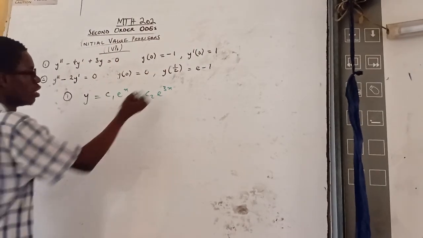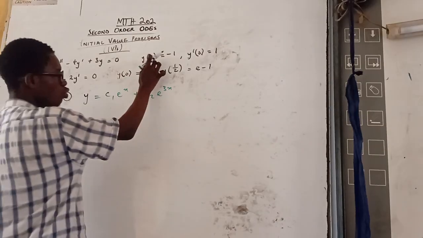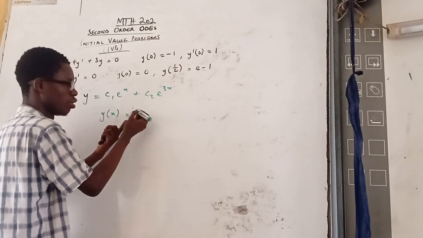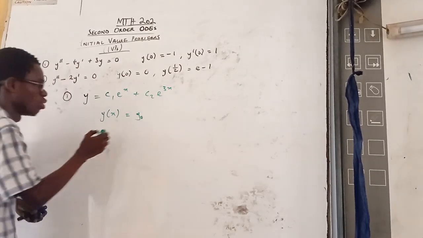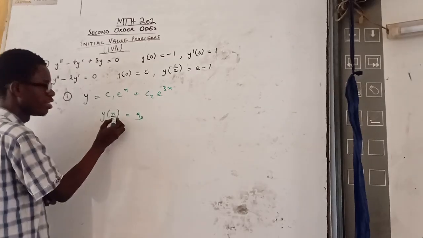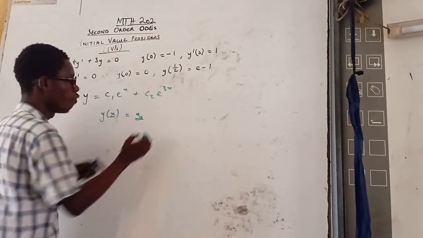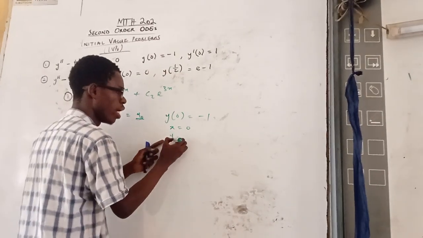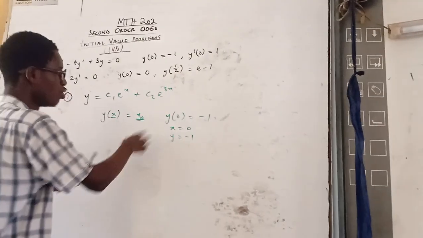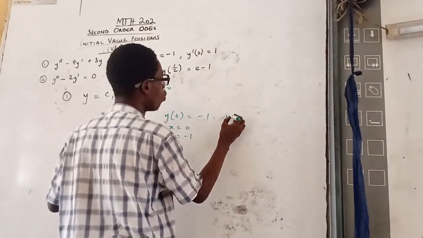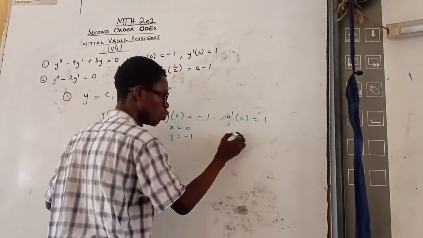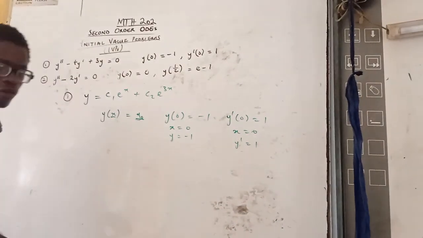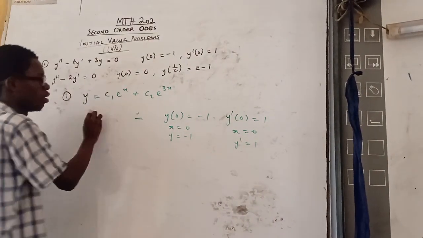Now let us work with this. The meaning of y of x equals a value is that whenever x is this value, y is this value. So from here we have y of 0 equals minus 1, which means whenever x is equal to 0, y is equal to minus 1. And we have y prime of 0 equals 1, which means whenever x is equal to 0, y prime equals 1. That's the set of values they give us as the initial conditions.